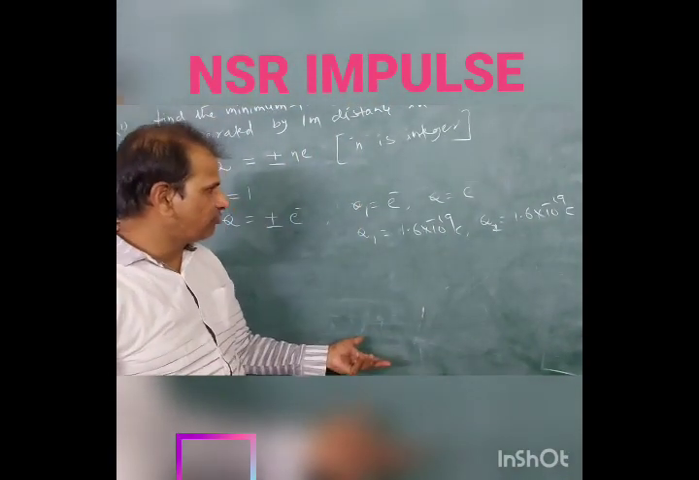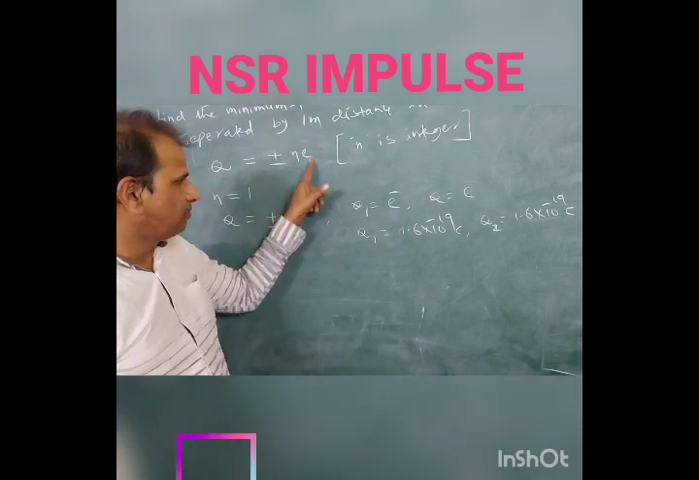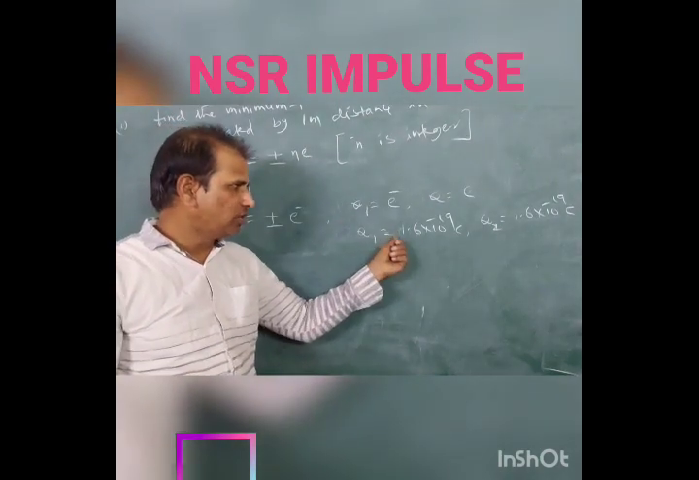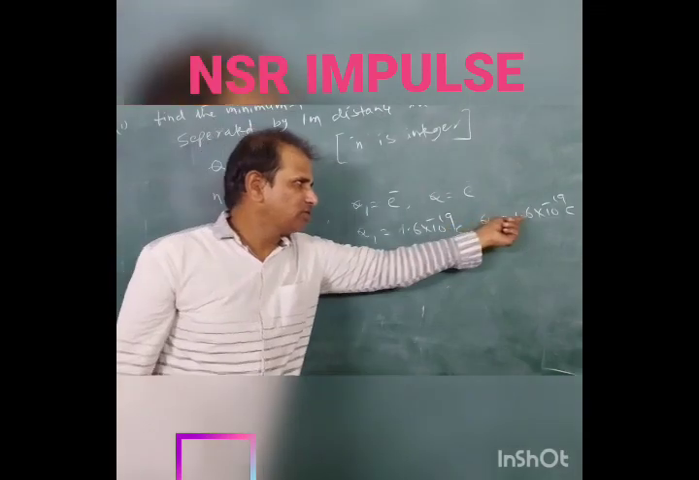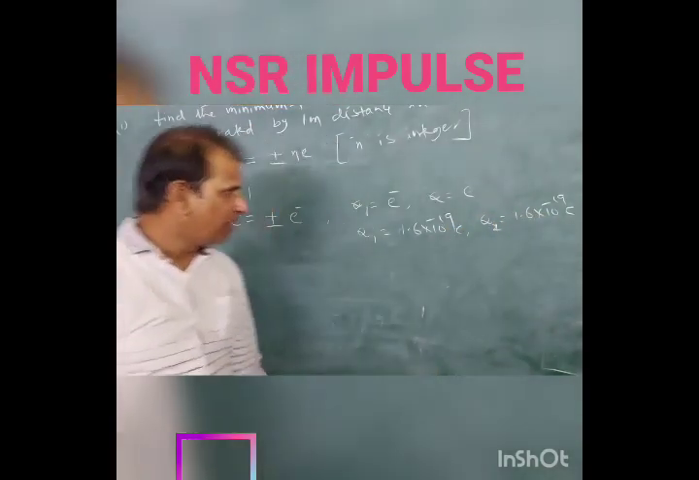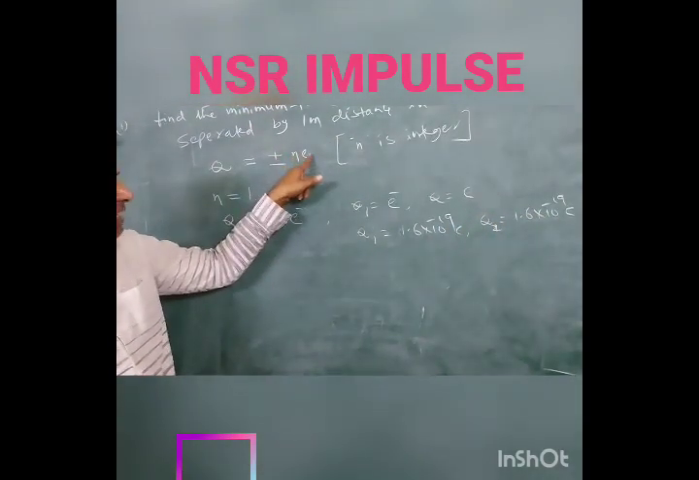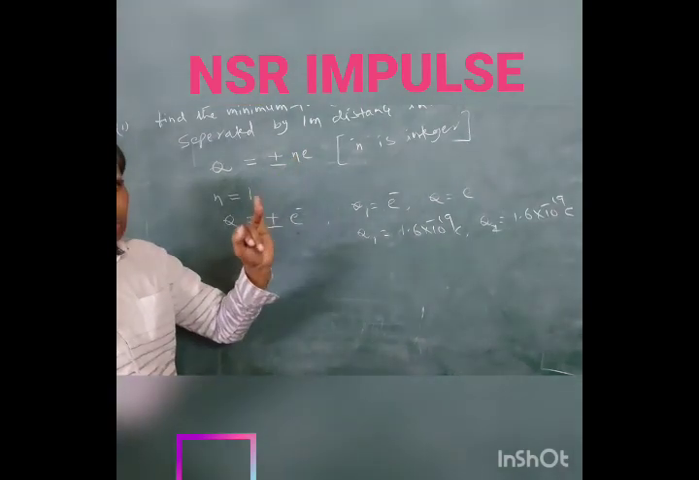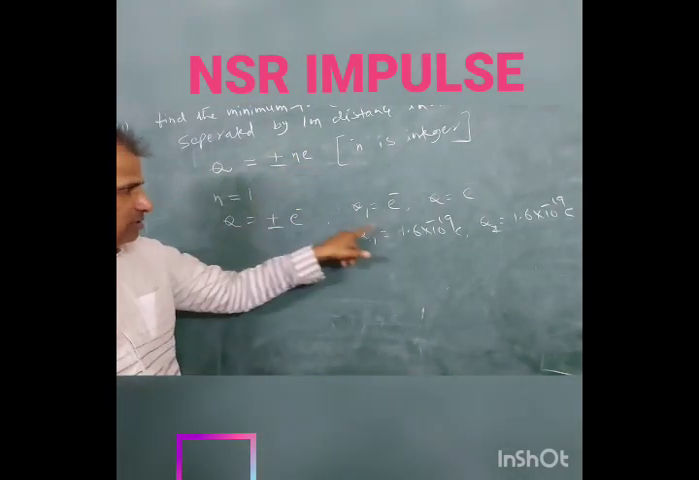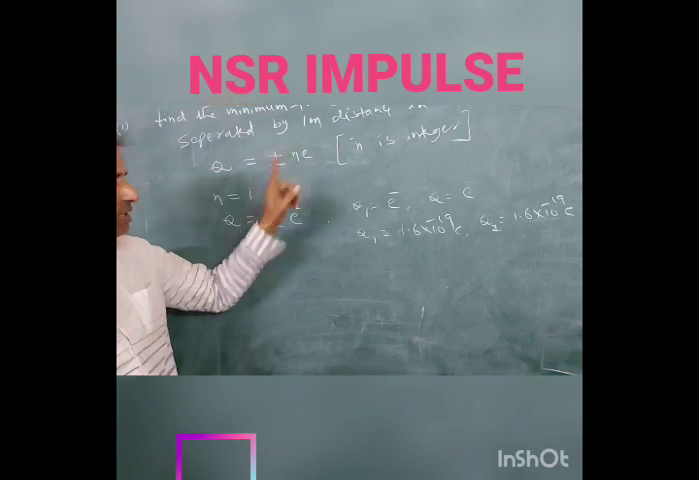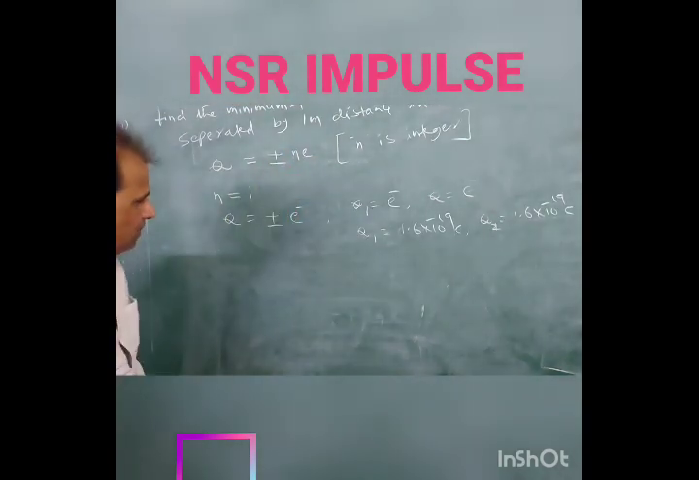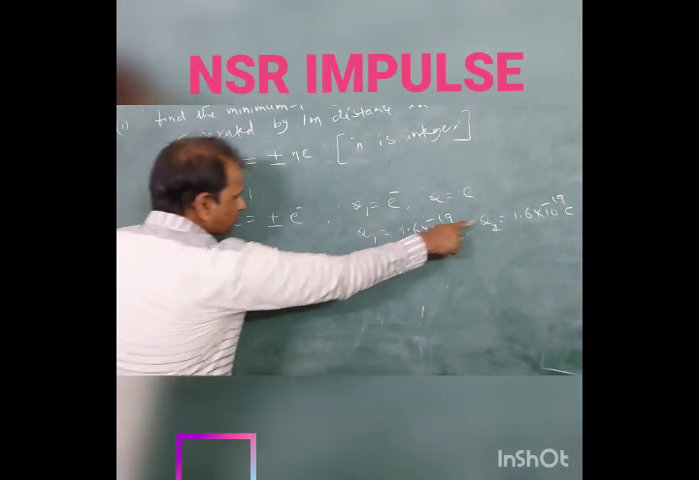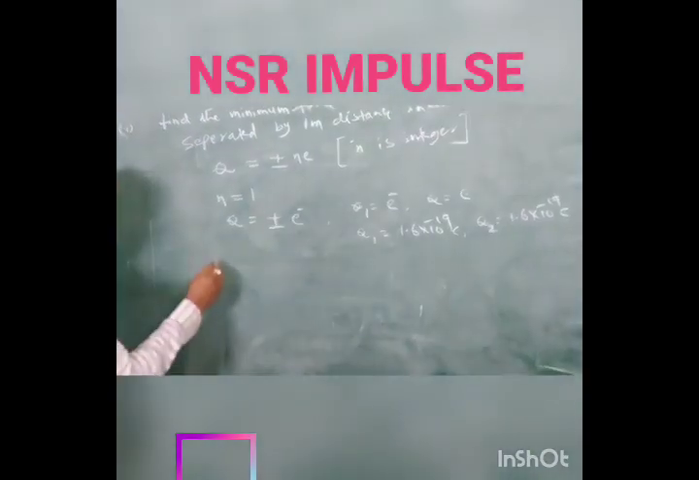What is the next charge if you want to give 2e? You have to multiply this by 2, so 2 into 1.6 into 10 power minus 19. What is another charge you can give? 3e. n can take only 1, 2, 3, and e takes this value. So the minimum value is n equal to 1 into e. So the force between these two charges becomes the minimum force.